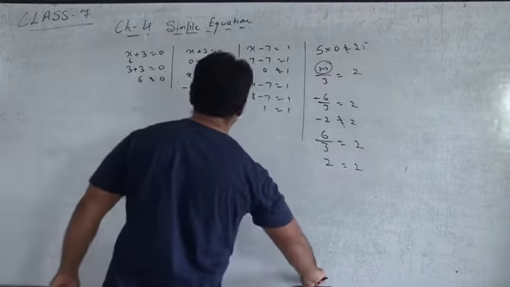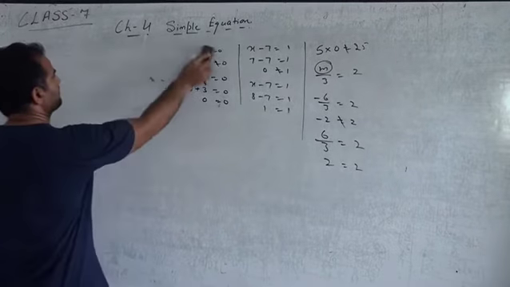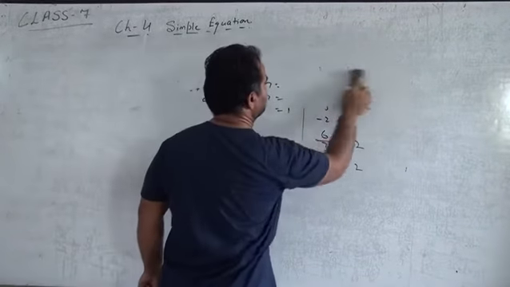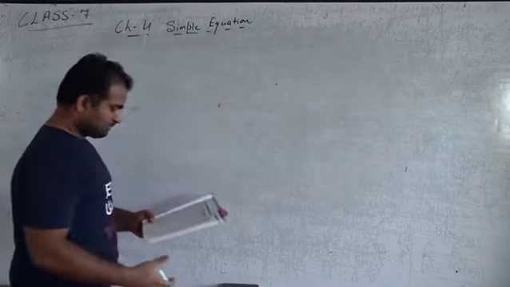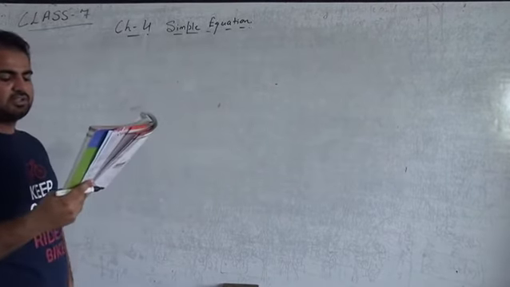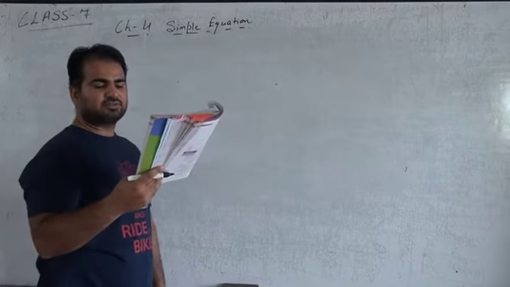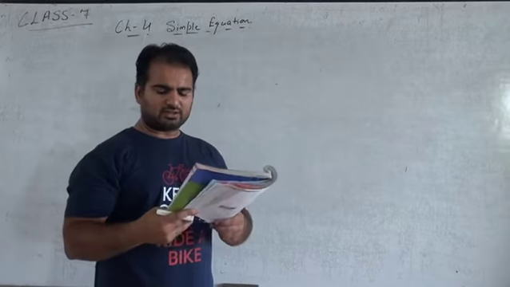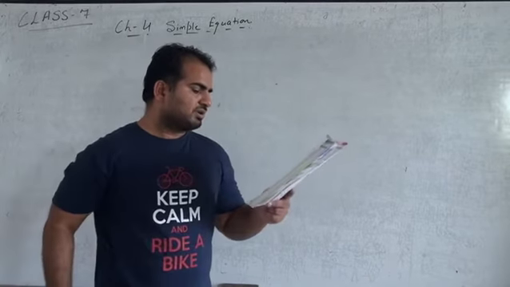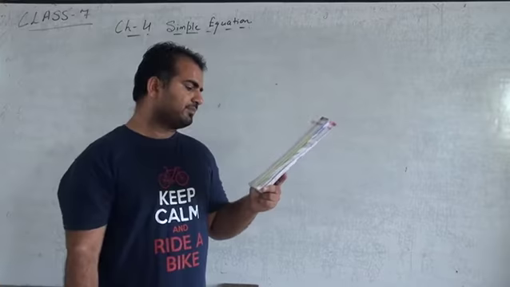Okay. Next is question number 2. So question number 2 is: check whether the value given in the bracket is a solution to the given equation or not. So simply what we have to do is we have to put the value and get the answer. So I am going to do question number B.